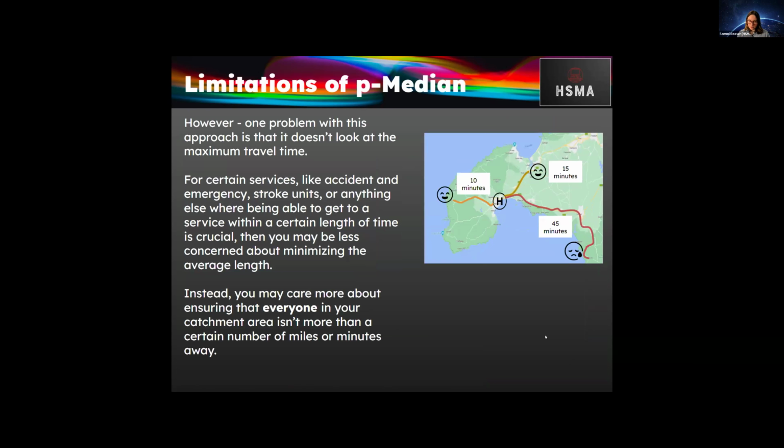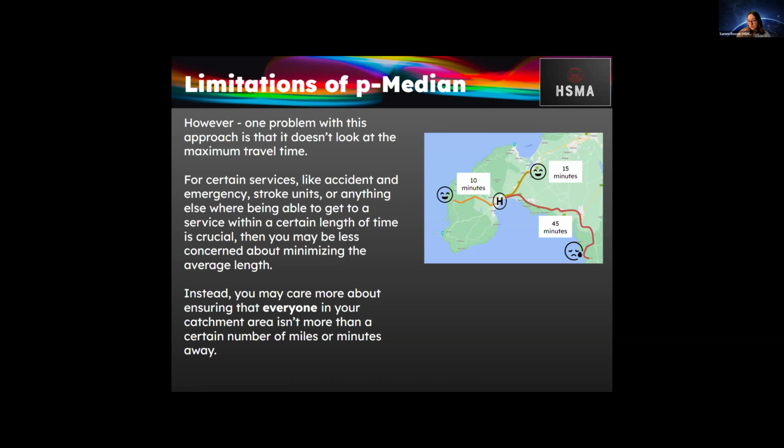Now, one thing to keep in mind with this is it doesn't look at the maximum travel time. Certain services, like your accident and emergency services, your stroke units, anything else where it's really important to get to a service within a certain length of time, you might not be so concerned about minimizing the average length. You may, as we've talked about with the other kinds of problems, be worrying about, can everyone within your catchment area be a certain number of miles or minutes away from the service? You can still look at this within the p-median problem.